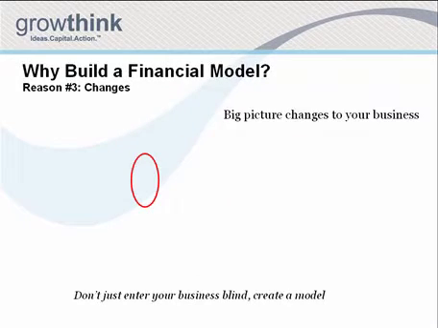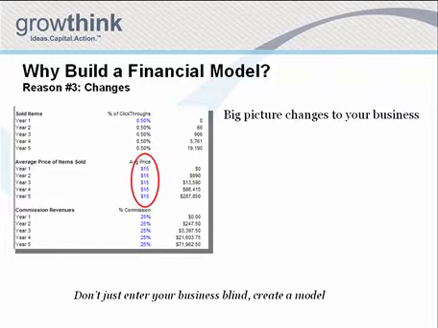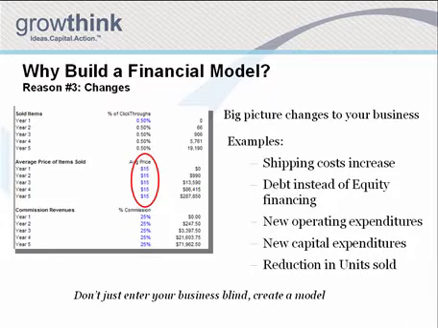So another reason why we build a financial model is changes. The financial model allows you to see what happens to your business if you make changes. So, for example, what happens if your shipping costs increase? What happens if you use debt financing instead of equity? The difference there would be with debt financing, you have to pay monthly, quarterly, or annual interest and principal payments. That affects your financial model. What happens if you have new operating or capital expenditures? What happens if you sell fewer units?